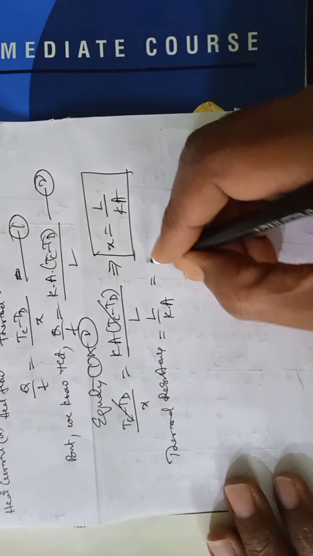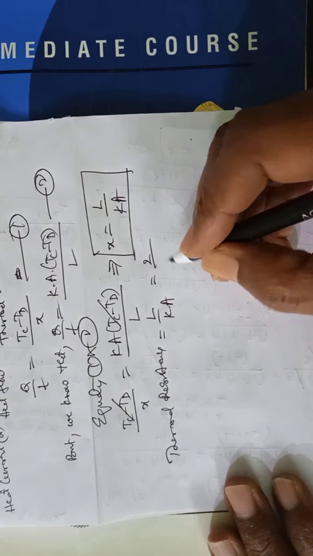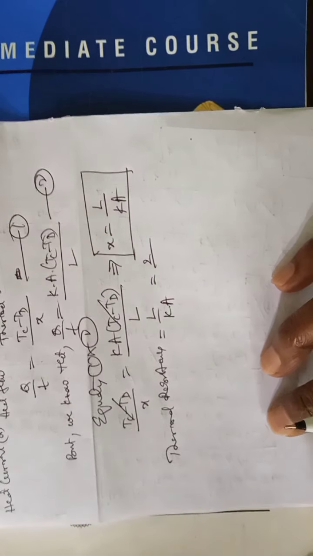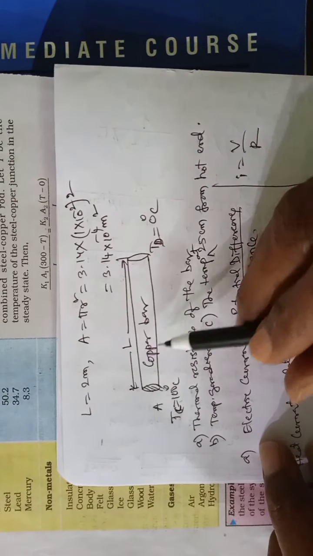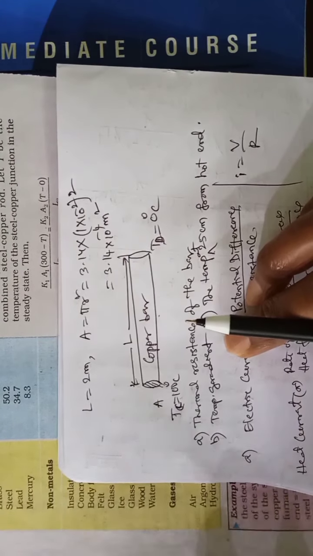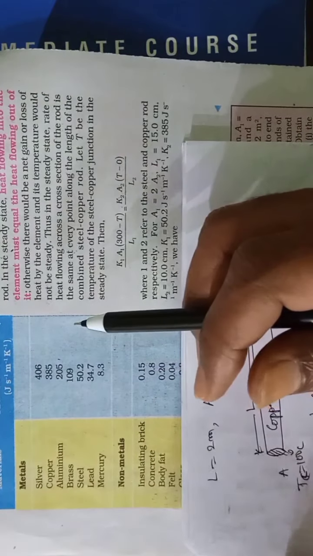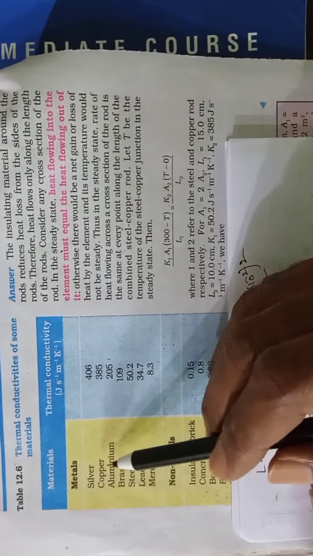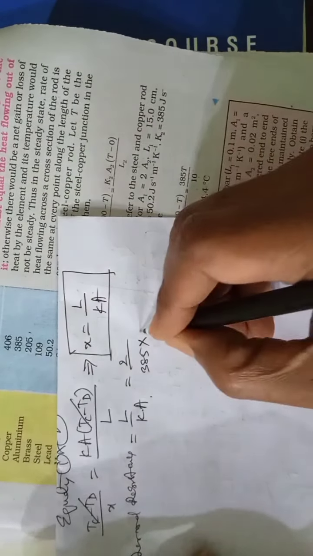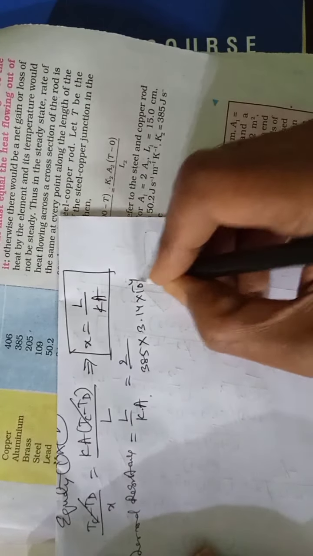What is the length? 2 meters. K value is not given, but it is a copper bar. And let us look at the table. For copper, thermal conductivity is 385. So 385 into cross sectional area, how much? 3.14 into 10 to the power of minus 4. So from this we get the thermal resistance.